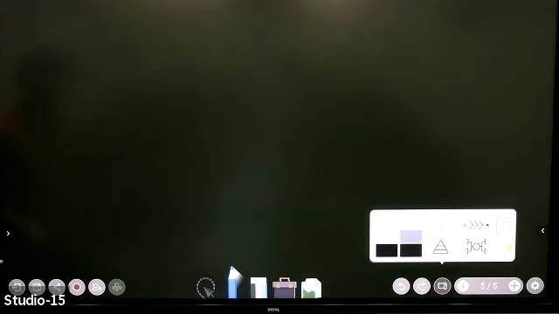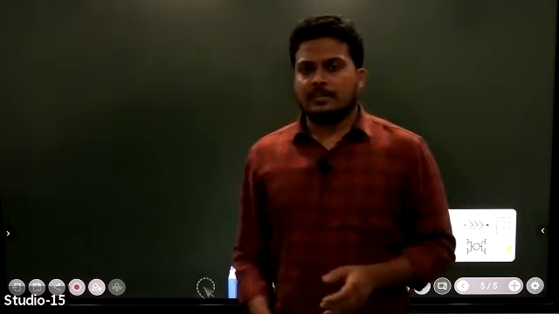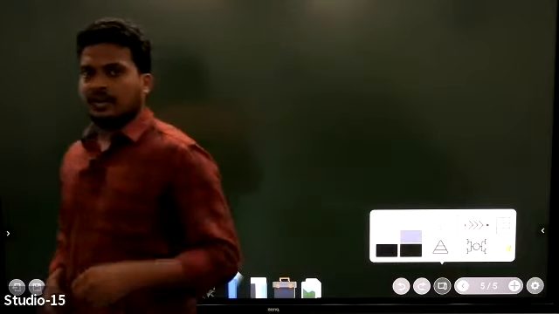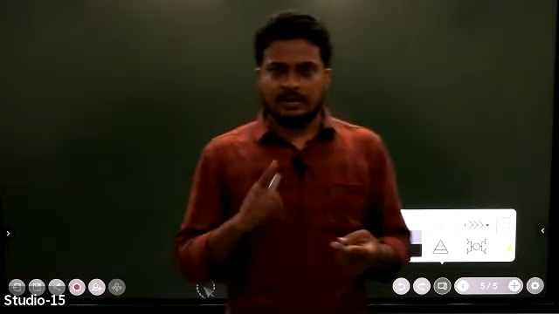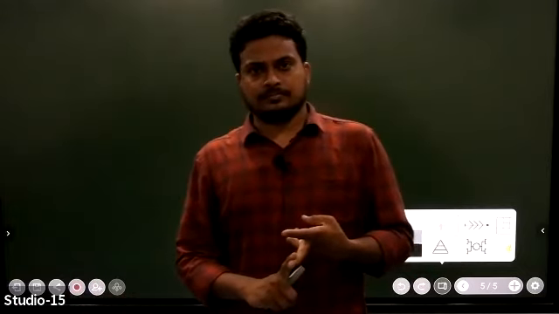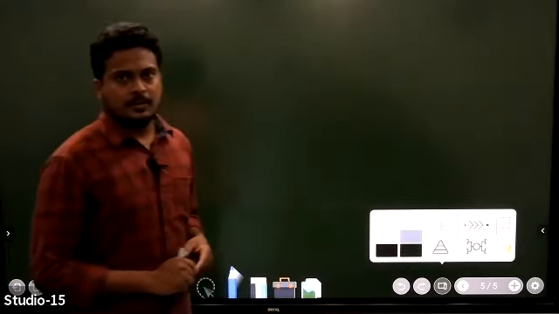Next one. Now, how to balance the redox reaction? In balancing of redox reactions, we have two methods. One is the oxidation number method. The second one is the ion electron method. If you use any one, you get the same answer.